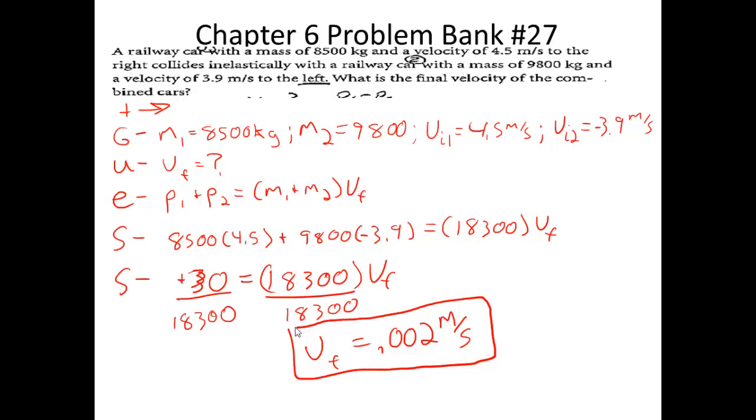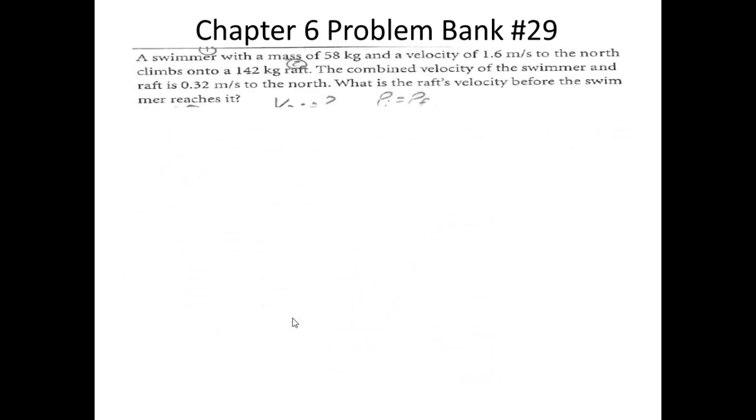All right, last one. A swimmer with a mass of 58 kilograms and a velocity of 1.6 meters per second to the north climbs onto a 142 kilogram raft. The combined velocity of the swimmer and the raft is 0.32 meters per second to the north. What is the raft's velocity before the swimmer reaches it?